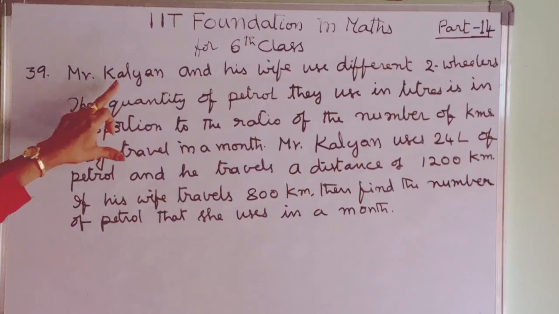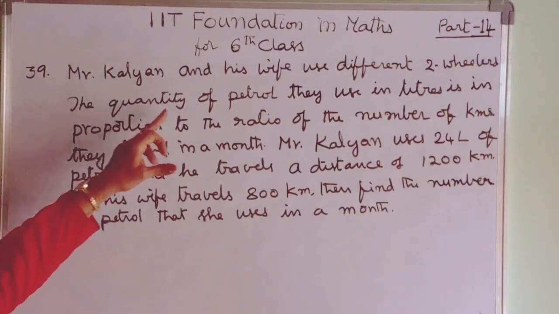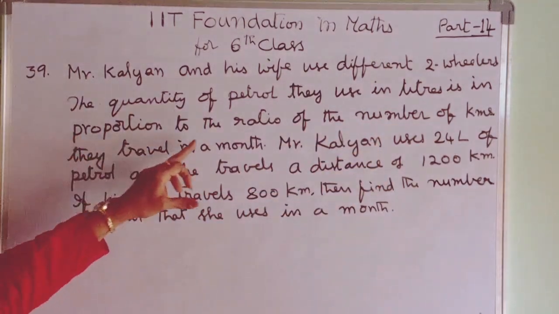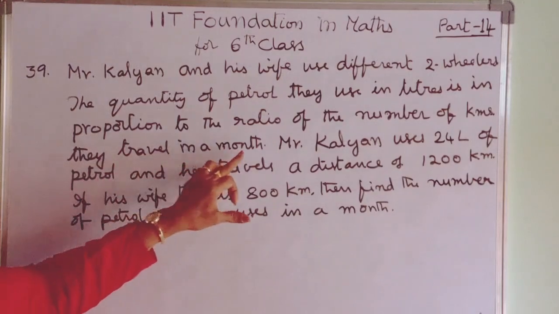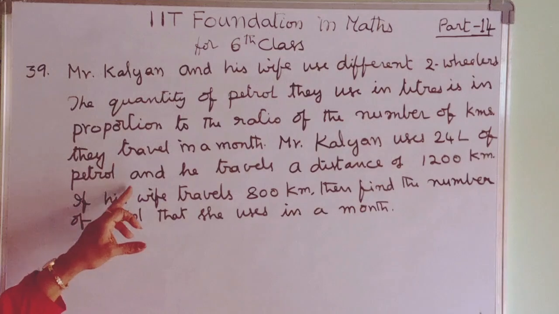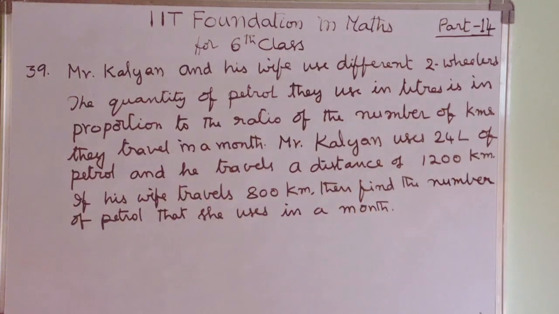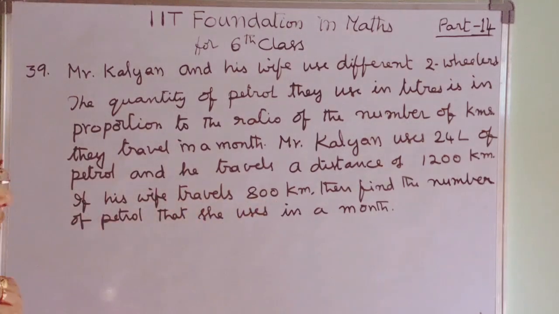39th problem. Mr. Kalyan and his wife use different two-wheelers. The quantity of petrol they use in liters is in proportion to the ratio of the number of kilometers they travel in a month. Mr. Kalyan uses 24 liters of petrol and he travels a distance of 1200 kilometers. If his wife travels 800 kilometers, then find the quantity of petrol that she uses in a month.